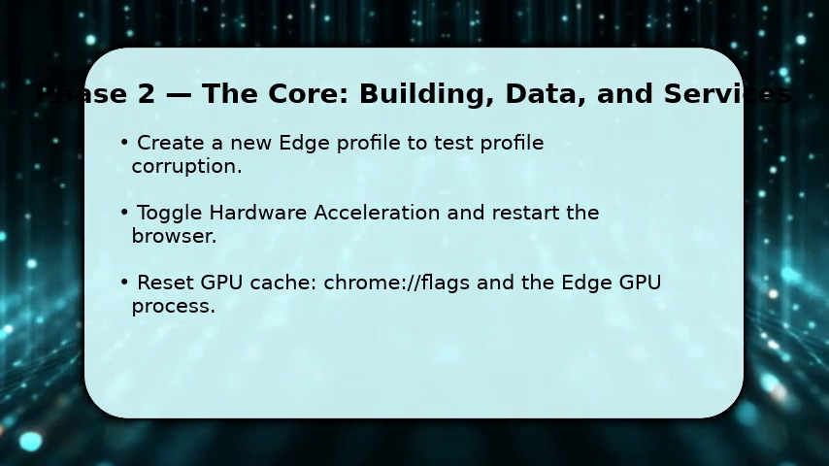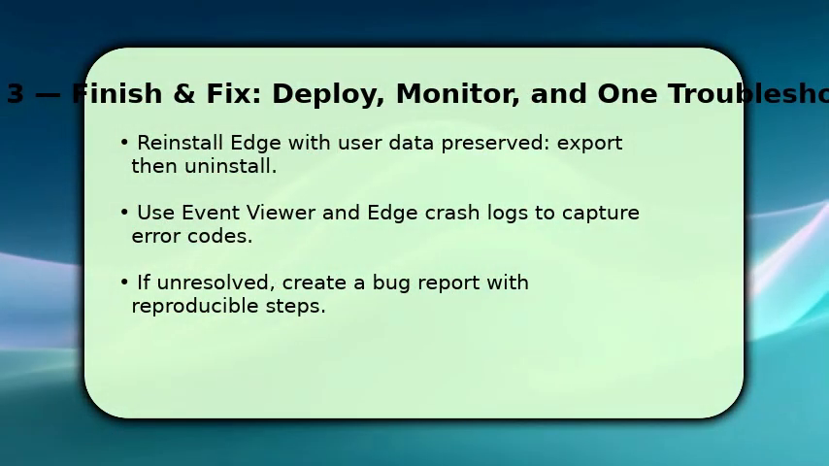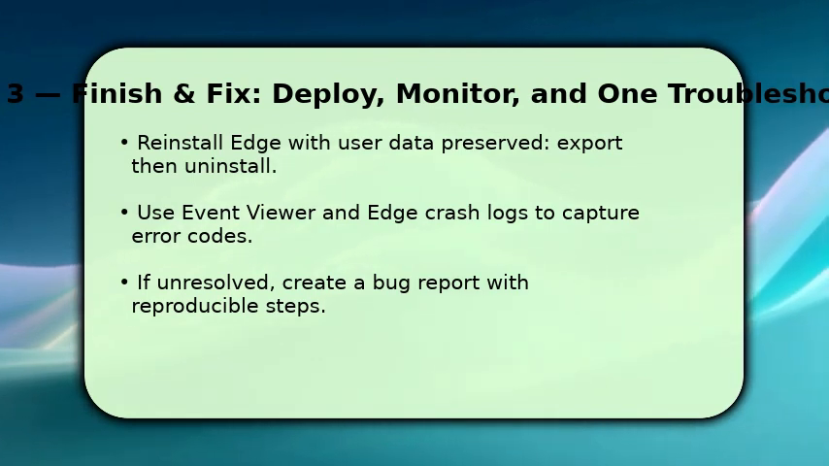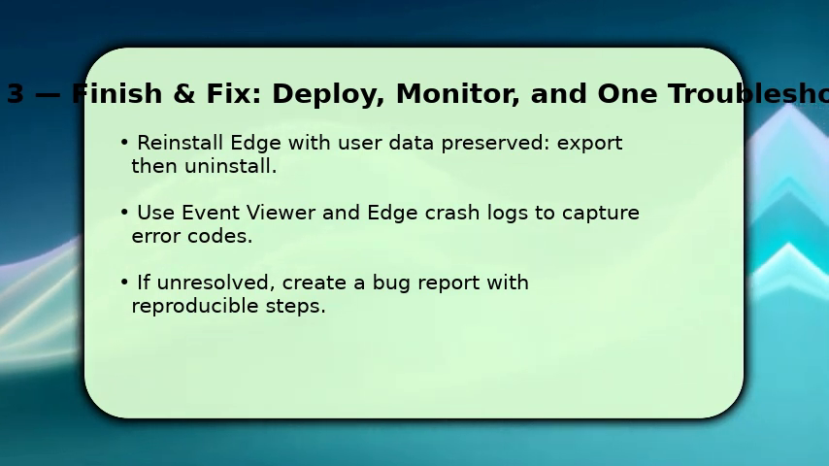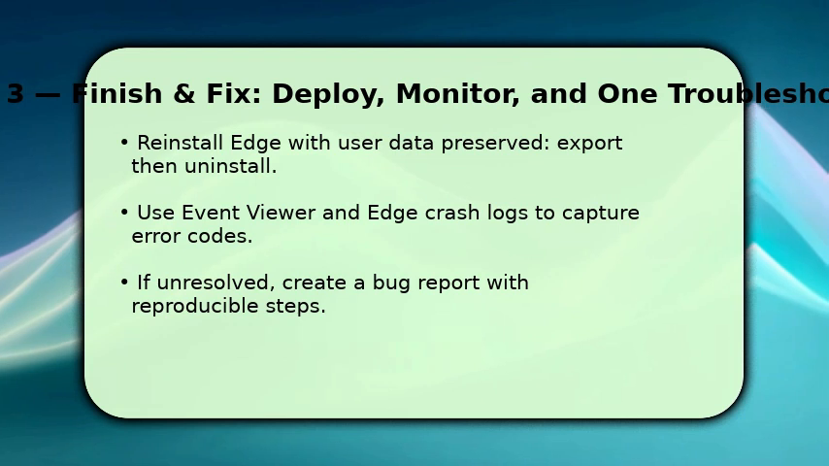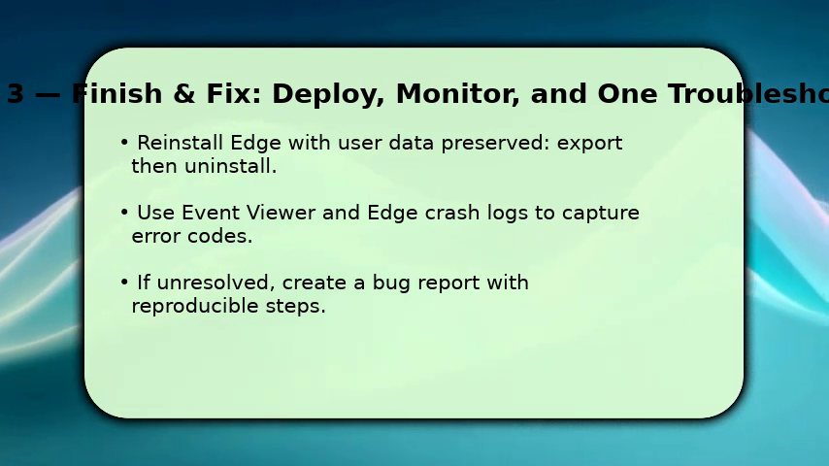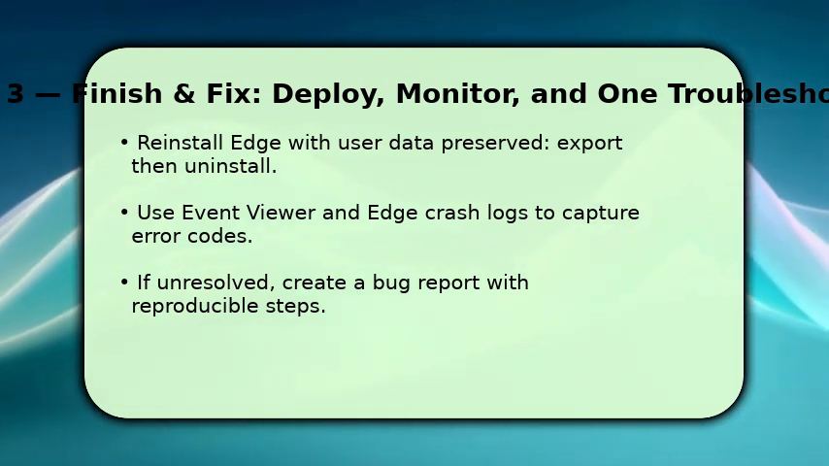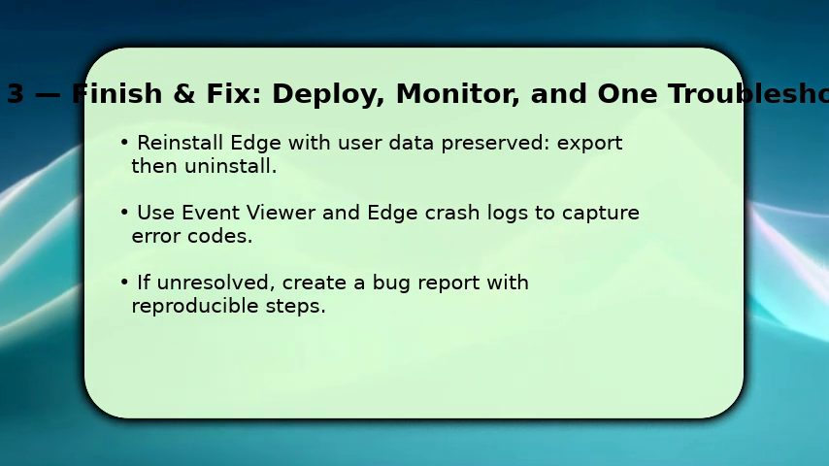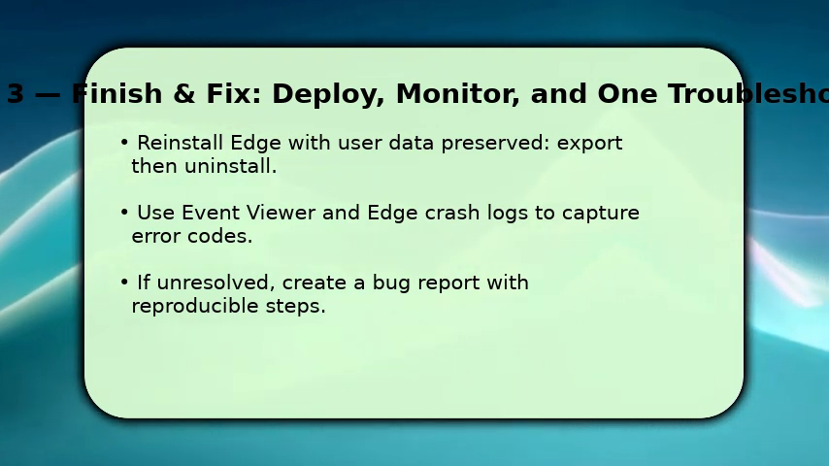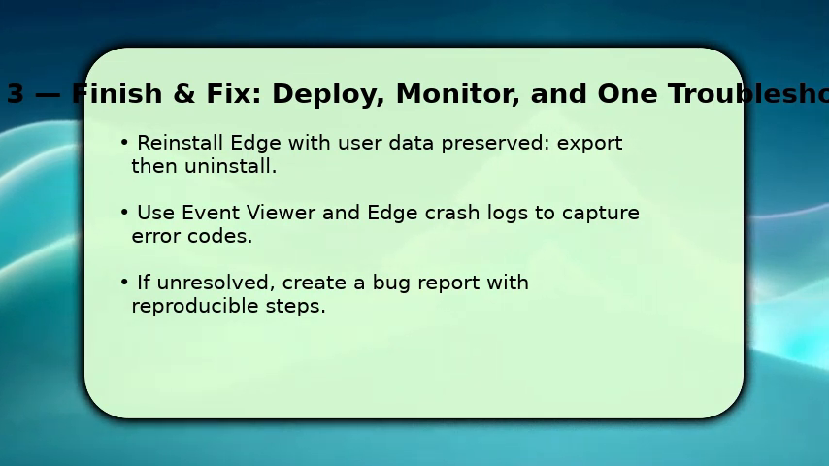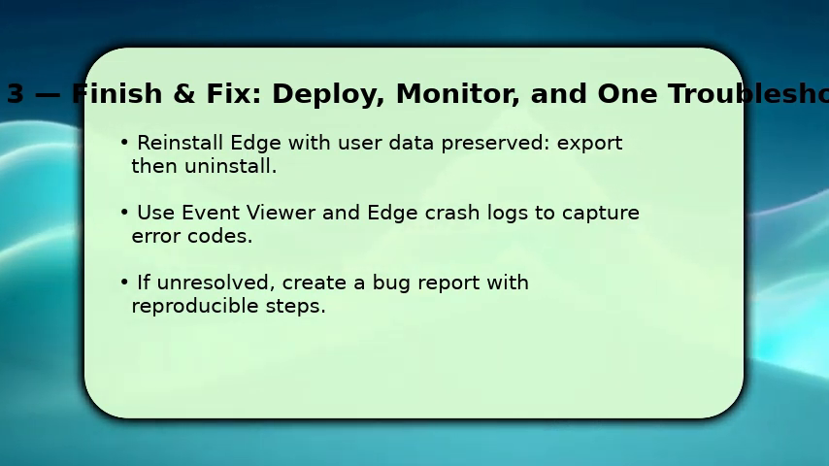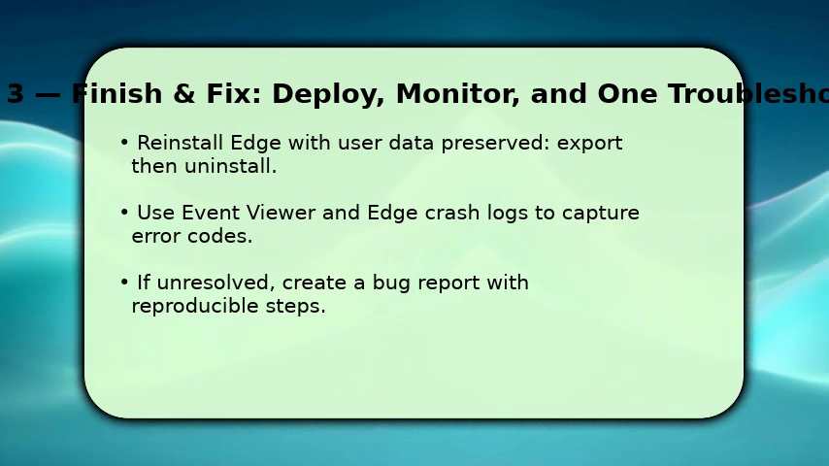Finish by repairing or reinstalling Edge while preserving essential data. You export favorites and passwords, then uninstall and reinstall Edge to replace corrupted binaries. After reinstall, reproduce the crash once and capture event viewer entries and Edge crash logs. Those error codes guide the fix. If the problem persists, submit a bug with exact steps, logs, and system specs so developers can reproduce it. One troubleshooting tip: if crashes are intermittent, boot into safe mode with networking to test without.